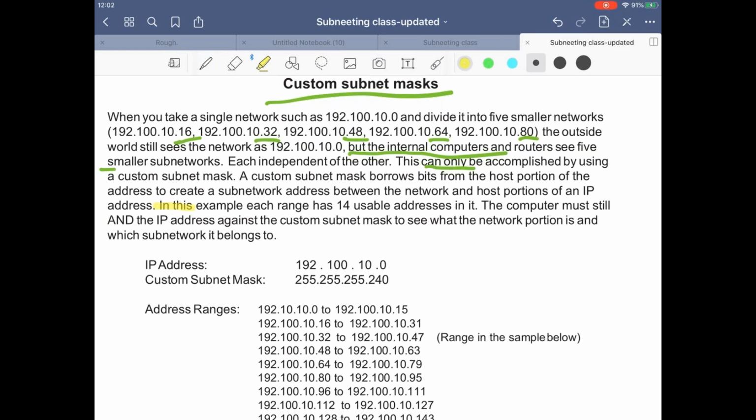In this example, each range has 14 usable addresses in it. The computer must still AND the IP address against the custom subnet mask to see what the network portion is and which subnetwork it belongs to. See this example.